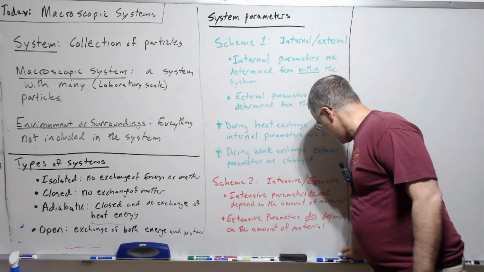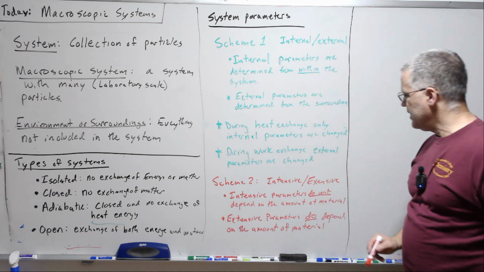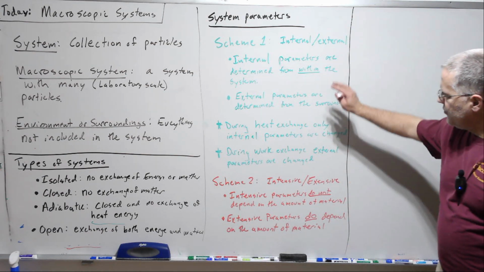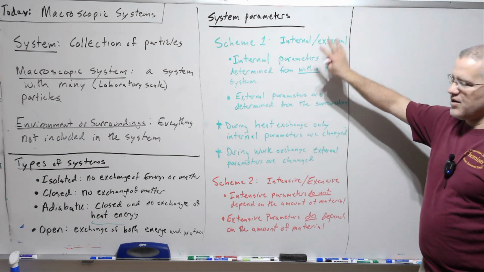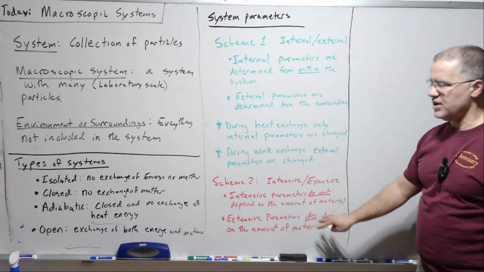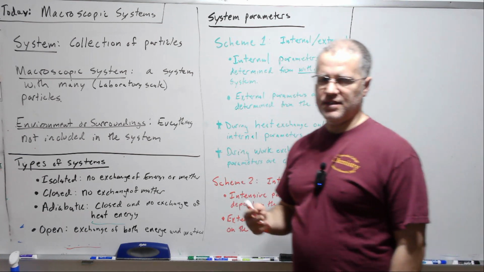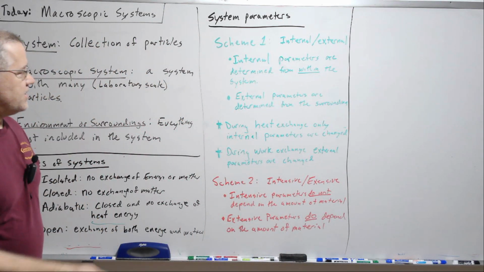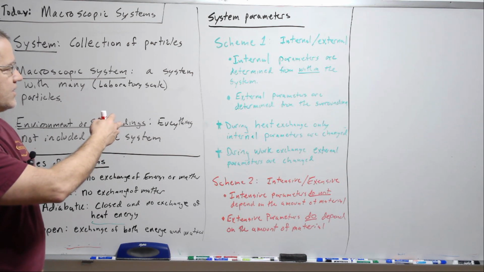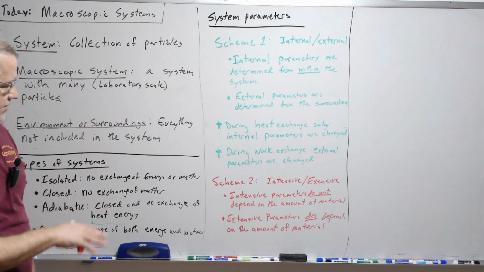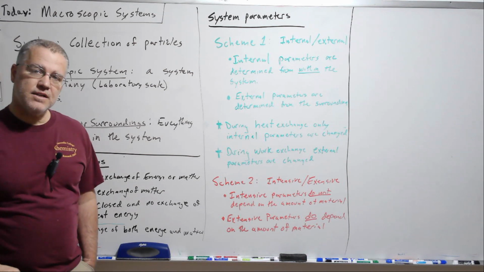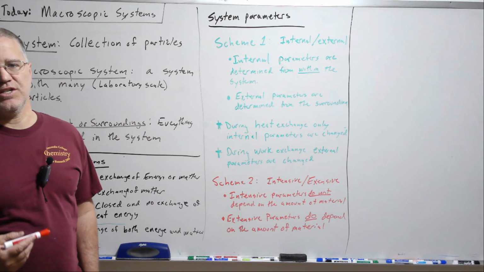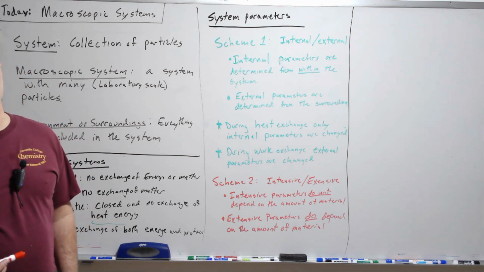All right, now let's talk about a second scheme, scheme two, which is intensive versus extensive. So what you want to do is get this idea out of your mind now and shift gears to another way of categorizing these properties, because something that's intensive could be external and so on. So there's a different scheme of categorizing things. Intensive parameters do not depend on the amount of material that you have, and extensive parameters do.